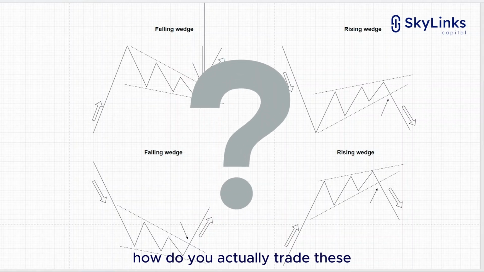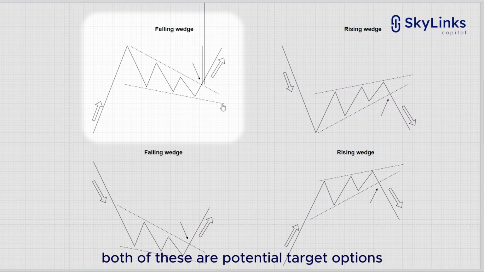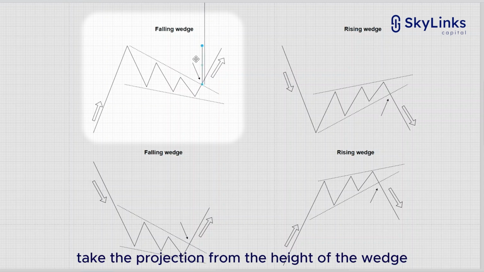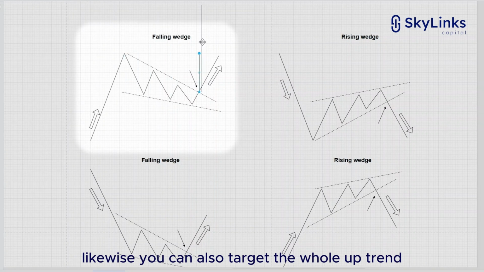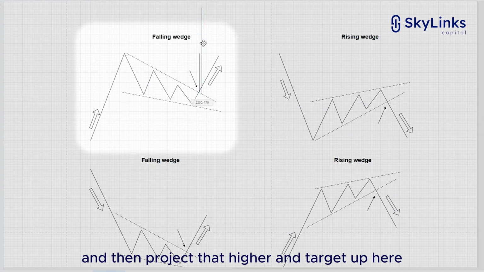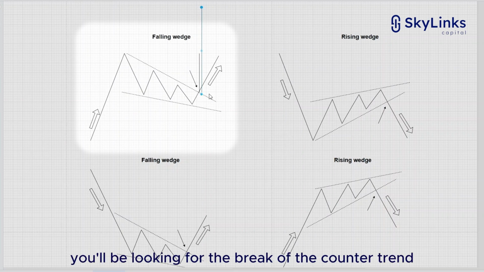How do you actually trade these? You can see I've got 2 lines here. Both of these are potential target options. You can look to take the projection from the height of the wedge and from the breakout point. You can look to target here. Likewise, you can also target the whole uptrend and then project that higher and target up here. Like any continuation pattern, you'll be looking for the break of the counter trend line.